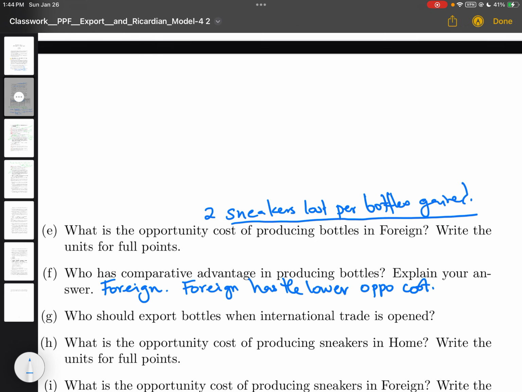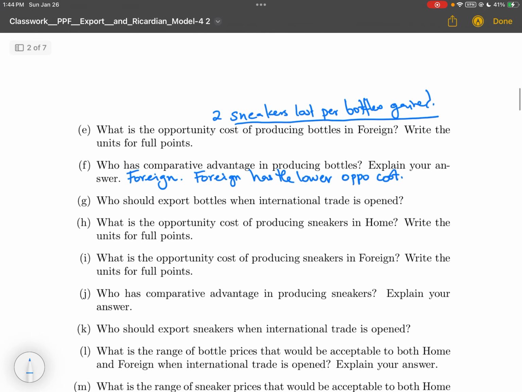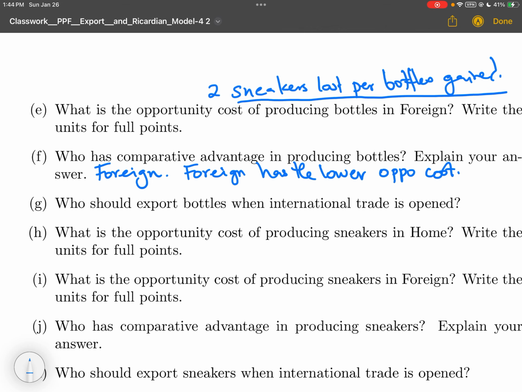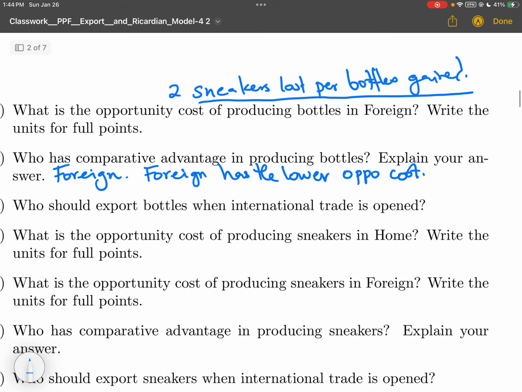So who should export bottles when international trade is open? Foreign should export bottles. Now, if you recall some of your principles, the country that has comparative advantage in producing the good will specialize in that good. And so we say after specialization, trade has to happen. And so when international trade is opened, foreign should be exporting the bottles. Okay, so right here we have foreign.